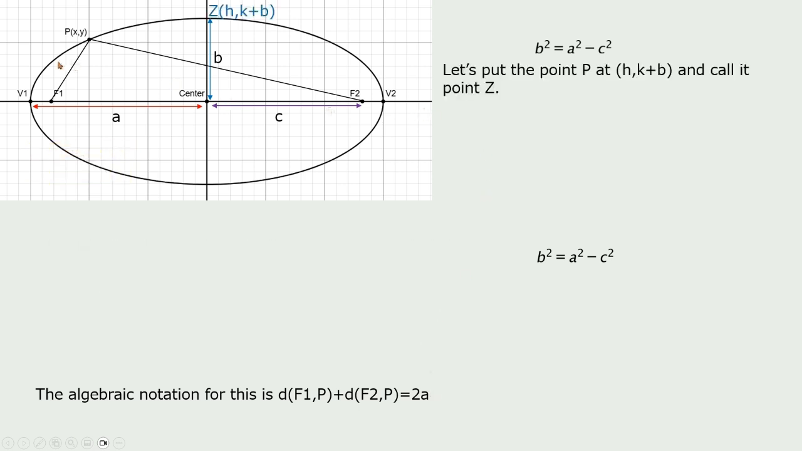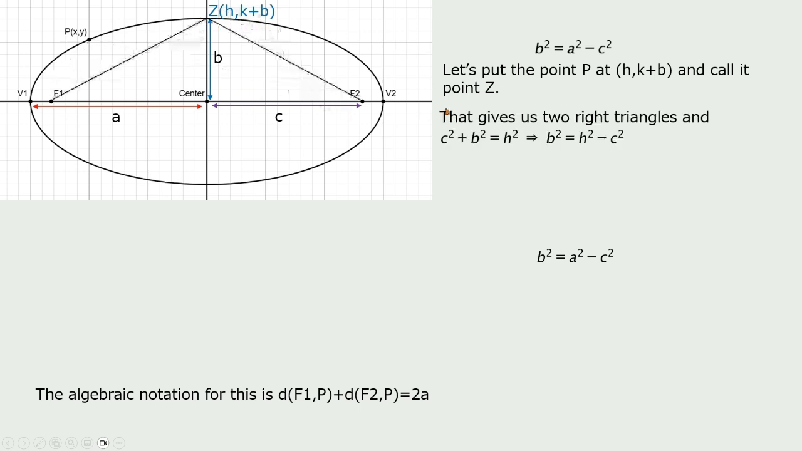So now, instead of putting P on the vertex, let's put it up here where b is, and we're going to call that point Z. That gives us two right triangles that are equal. So if I use the Pythagorean theorem, c squared plus b squared equals h squared, h being the hypotenuse here. Which implies, of course, if I subtract c squared from both sides, I get b squared equals h squared minus c squared. Which, okay, now how does the hypotenuse equal a?